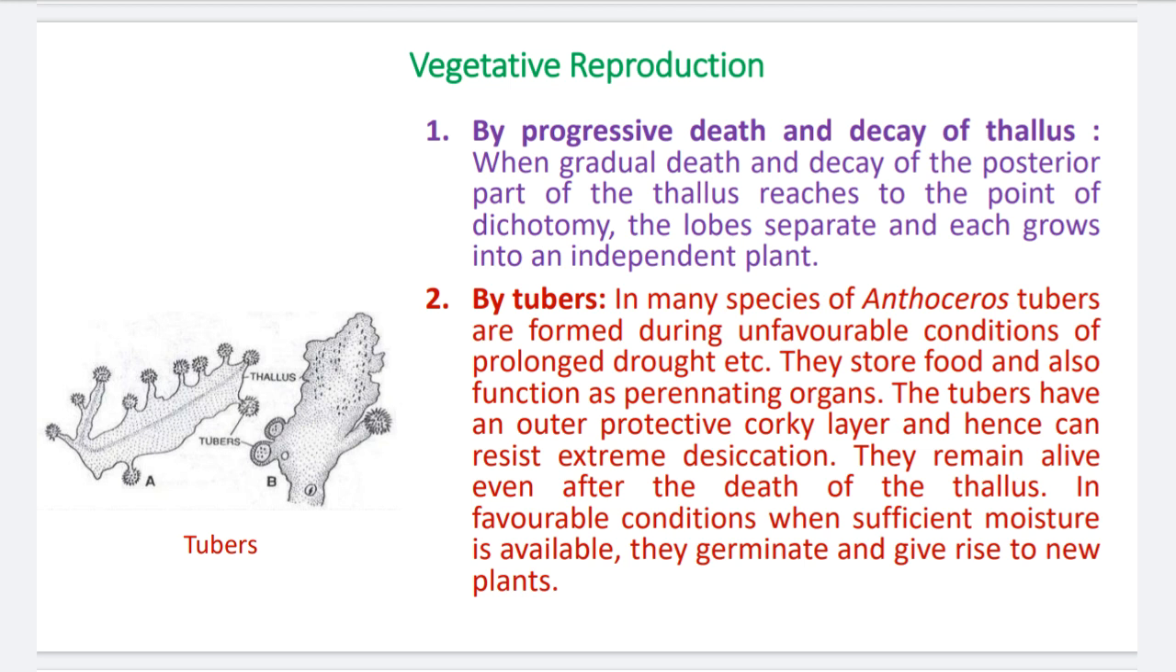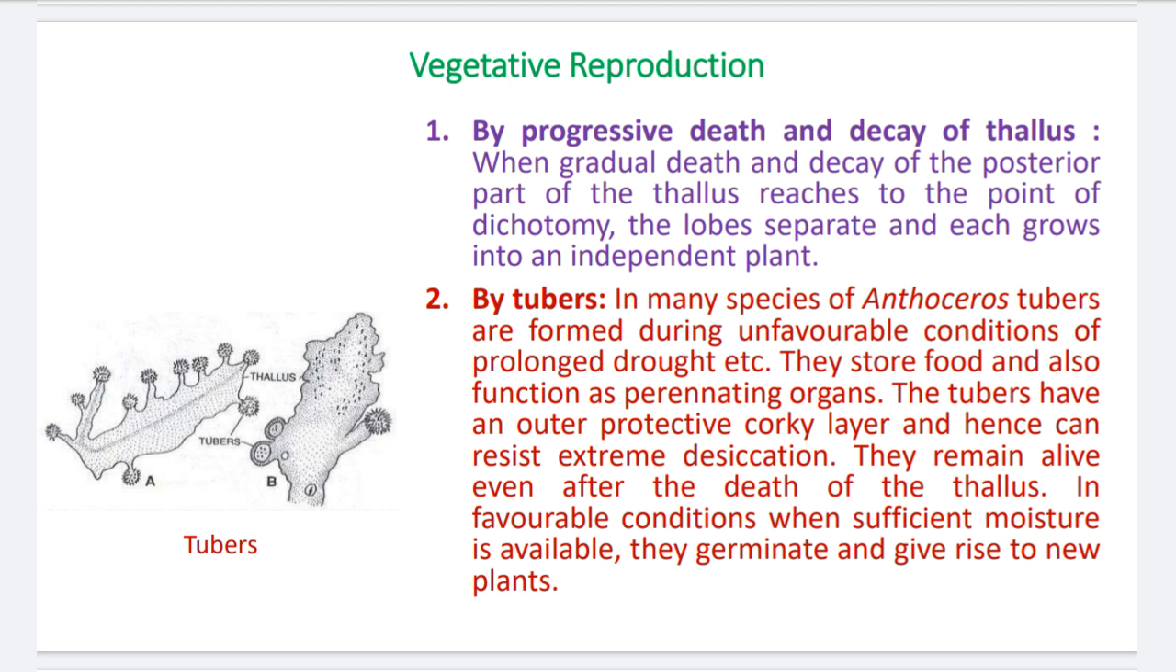So these tubers are very simple structures that develop on the margin as well as the tip of the thallus. They are full of food material. At maturity, they cut their connection from the thallus. They detach from the mother thallus, grow individually in favorable conditions and produce a new individual plant body. This is about the tubers.